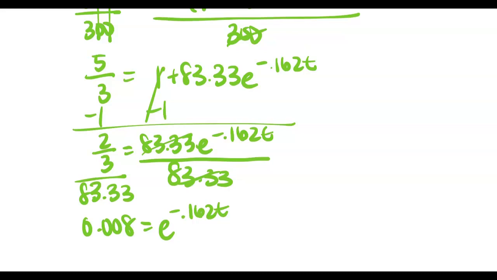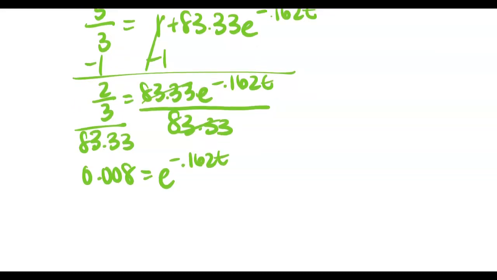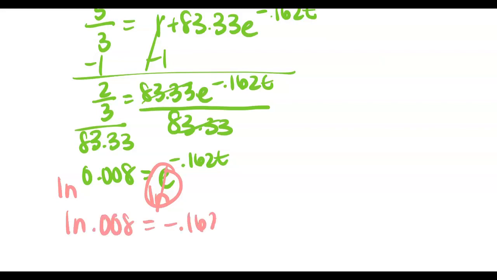And now I need to think. I need to get this t by itself. How do I get rid of this e? E represents a natural base. E is a natural base. If I want to do the inverse of e, the inverse of e is the natural log because the base is e. Or you could write it as log base e. I don't care which one you pick, guys. Just pick one. For me, I'm going to use natural log on each side. When you see that natural log for e, it's going to cancel. So I have natural log of 0.008, and that's going to equal negative 0.162 t.